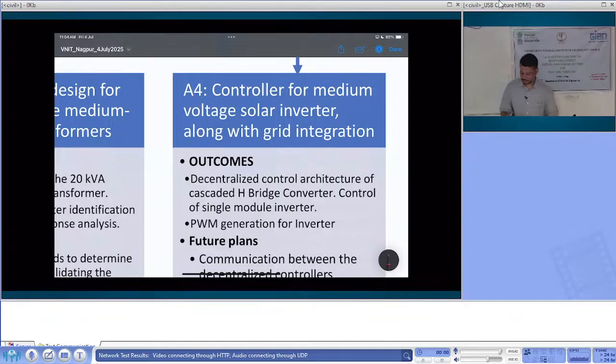The fourth aspect is the control aspect. If it's a cascaded H-bridge, you have multiple such inverters connected in series, and on the DC side, you have multiple panels. Some panel may be giving more power, some may be giving less power, but they're all connected in series on the AC side. So how do you coordinate among different inverters without a dedicated communication line, or with a communication line with minimal data exchange? So there are a lot of control related problems, application of control to power electronics, which are also there.